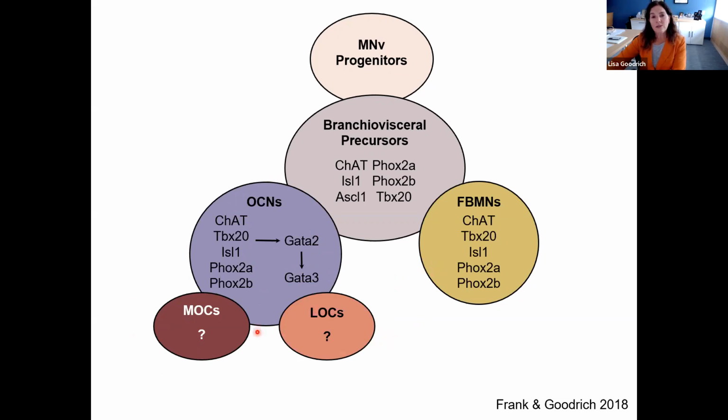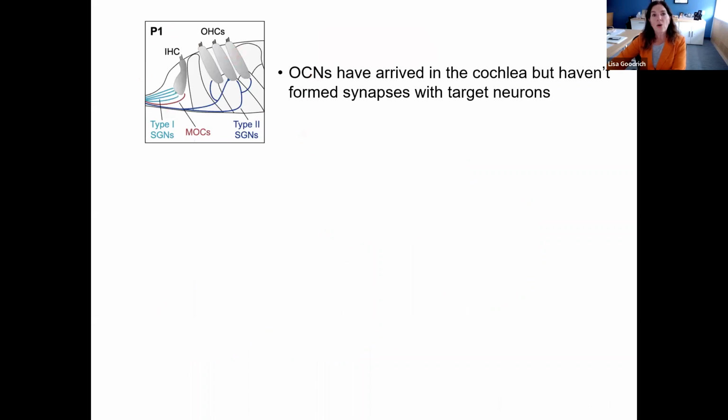Once these neurons are set, however, they do extend their projections into the cochlea, and that's where they can have some very interesting developmental impact on the cochlear wiring. So already at birth, these projections have started to reach into the organ of Corti. They haven't yet formed any synapses, but the projections are there.